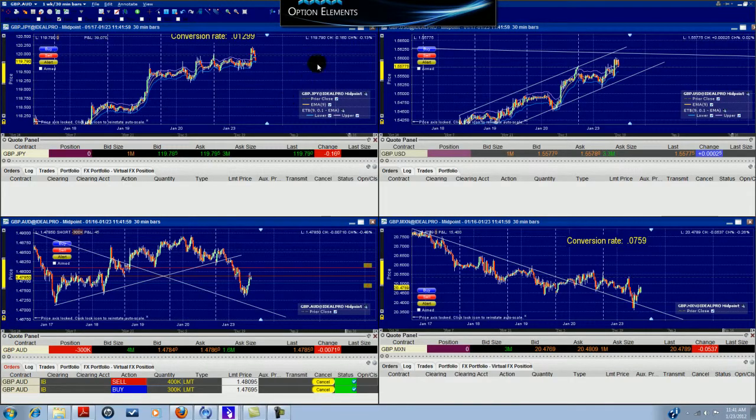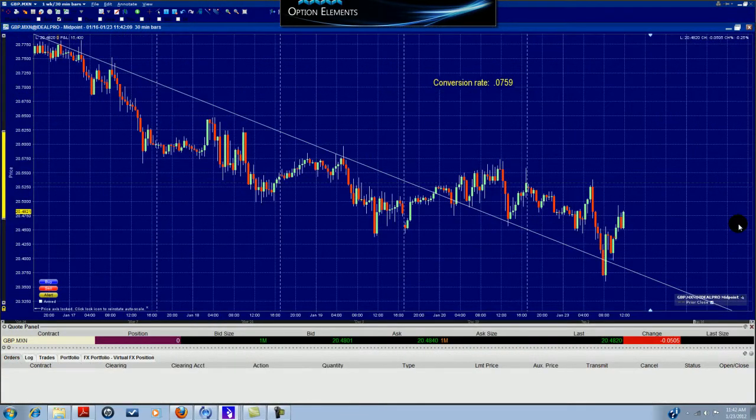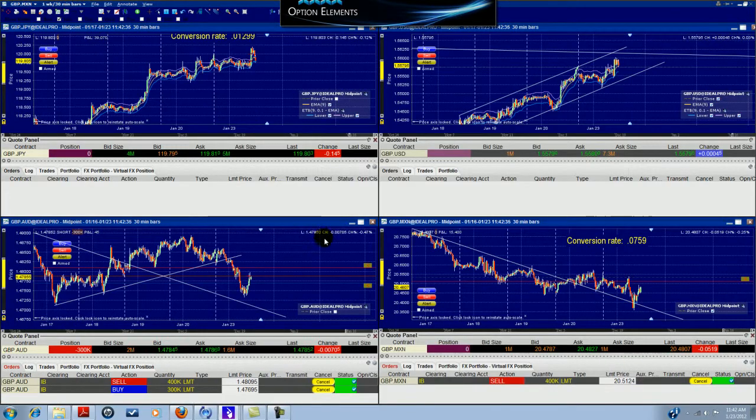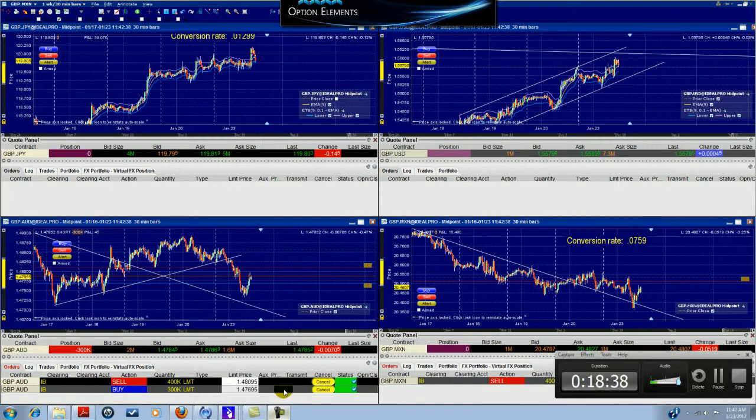In the meantime, this would be our second trade in our Mexican peso. Put an order in there. Sell 400 of those. Again, okay, that's where we are. I'll pause and I'll be back momentarily, peoples. Thank you.